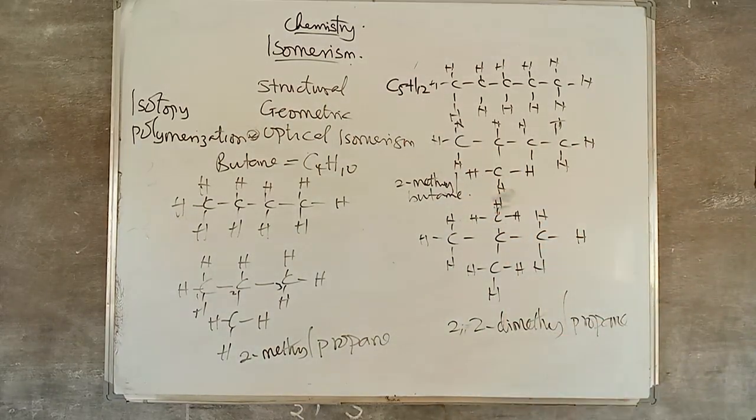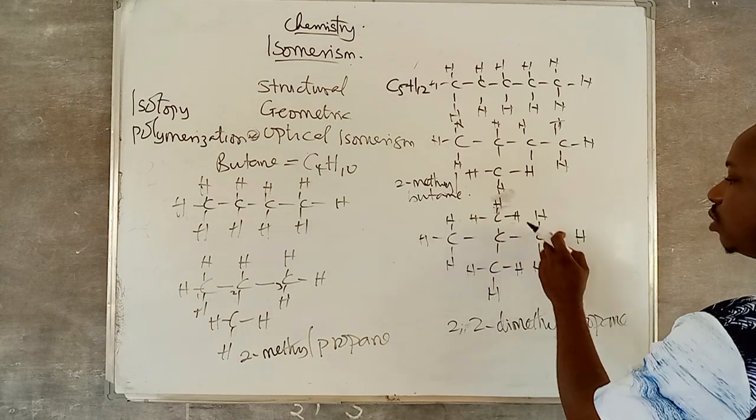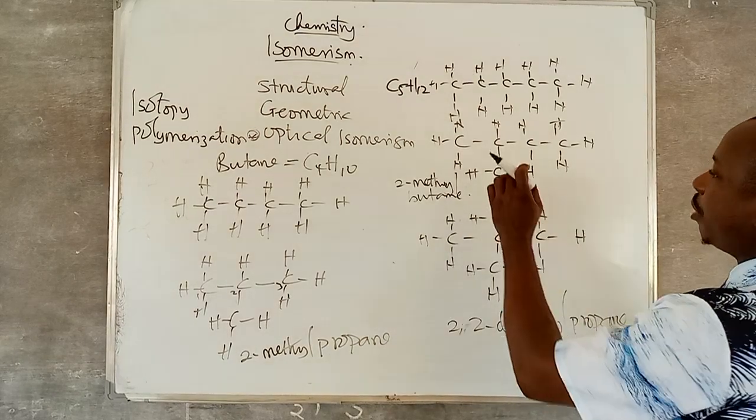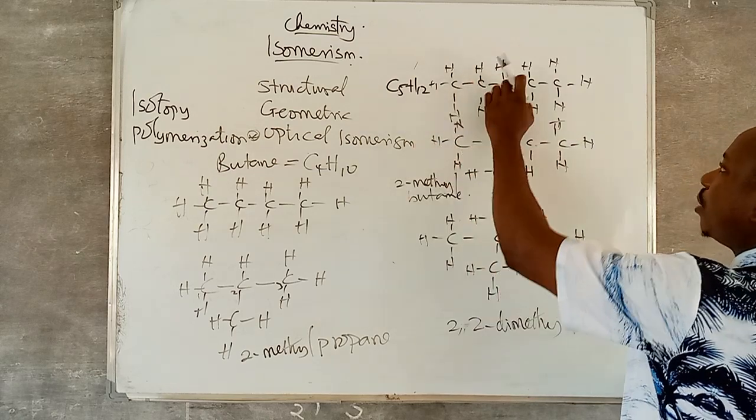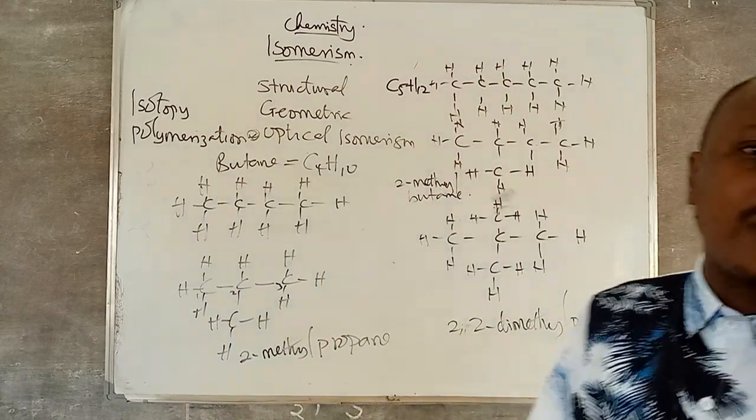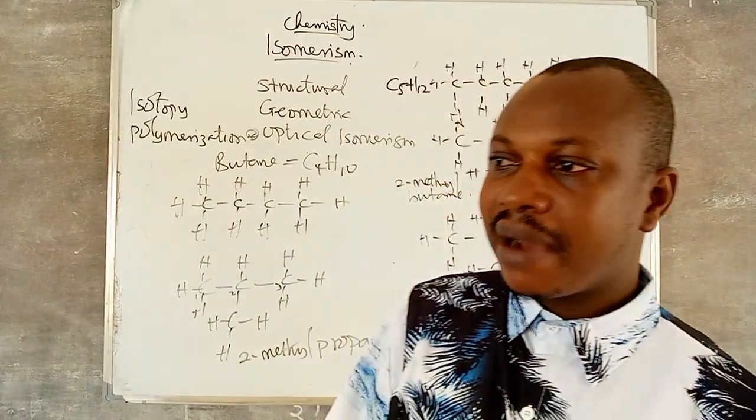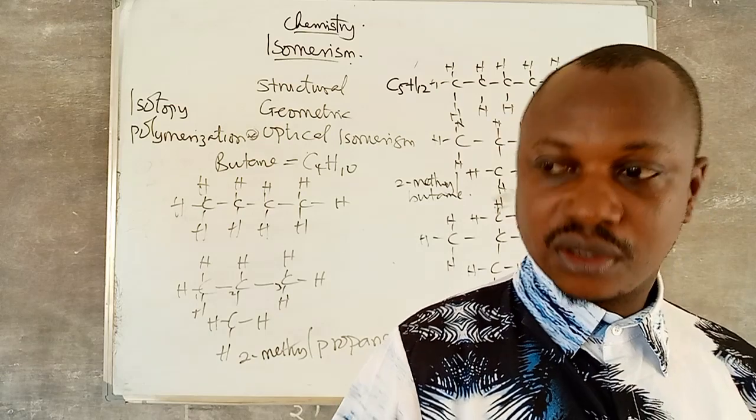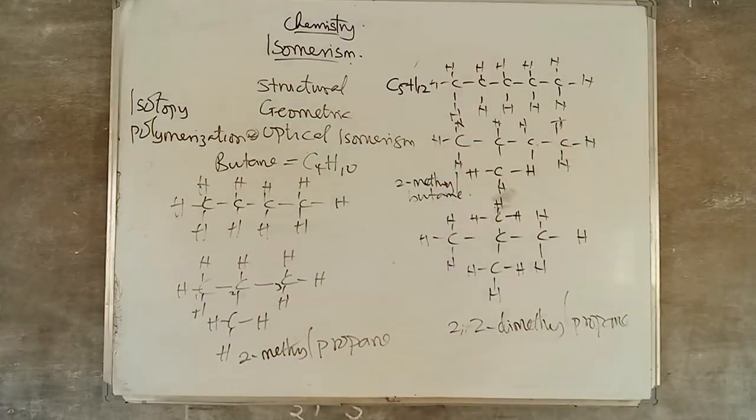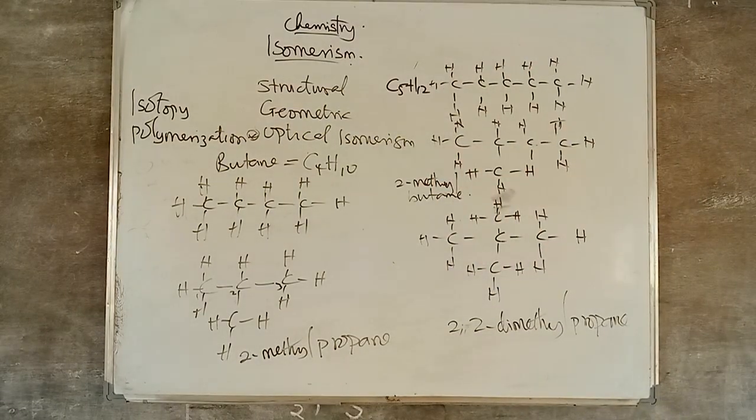The important thing to note there is that they have the same molecular formula of C5H12. If you count the C and count the hydrogen, it will be the same. 1, 2, 3, 4, 5 for each one. These are the three isomers of pentane. Remember, as the number of carbon atoms increases, the number of isomers also increases. Let's take geometric isomerism.